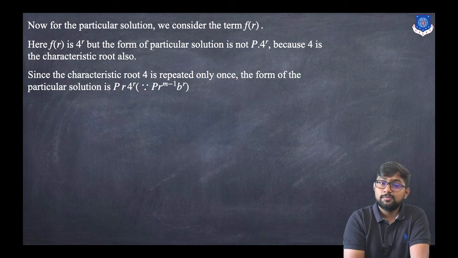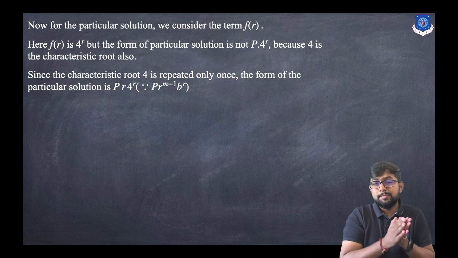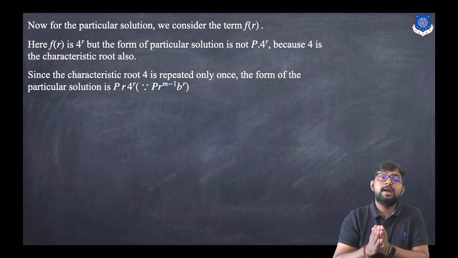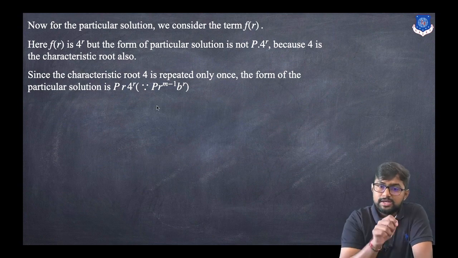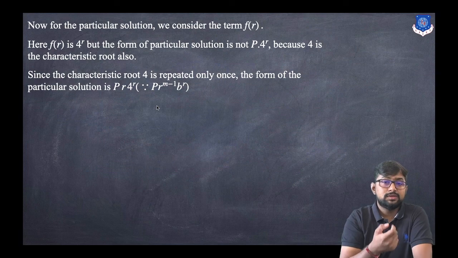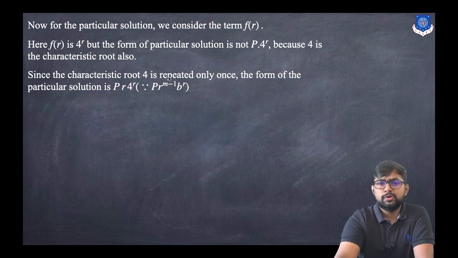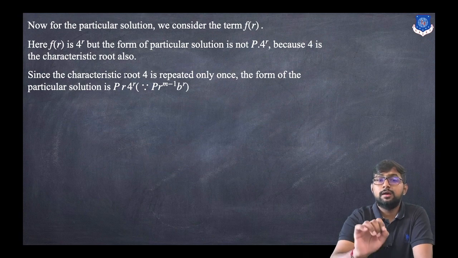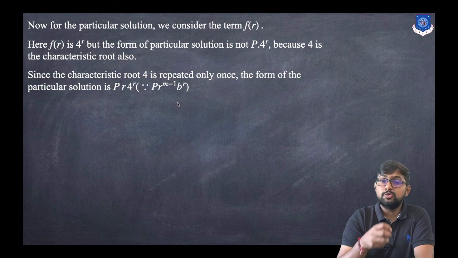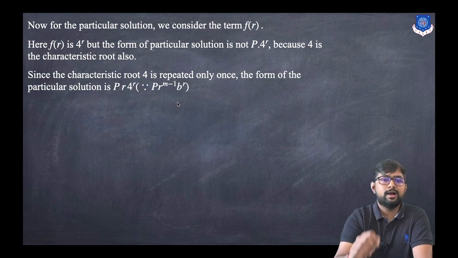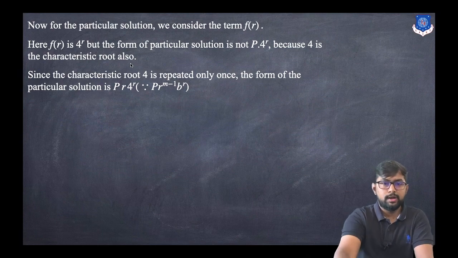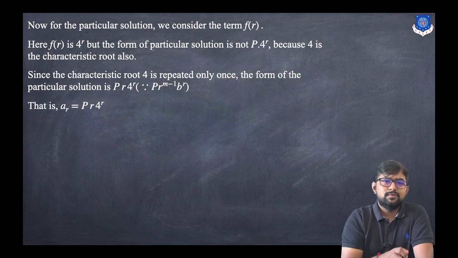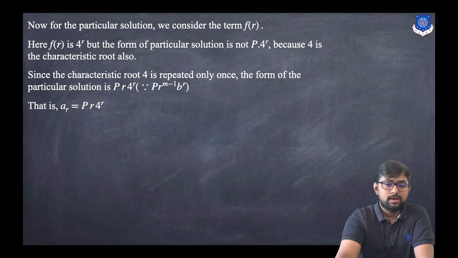So the form of the particular solution will be p·r^(m-1)·b^r, where m is the multiplicity. The multiplicity is 1, so simply p·r raised to 1, that is p·r, and b^r. What is the root? That is 4, so 4^r. So the choice of particular solution will be p·r·4^r. That means a_r = p·r·4^r.